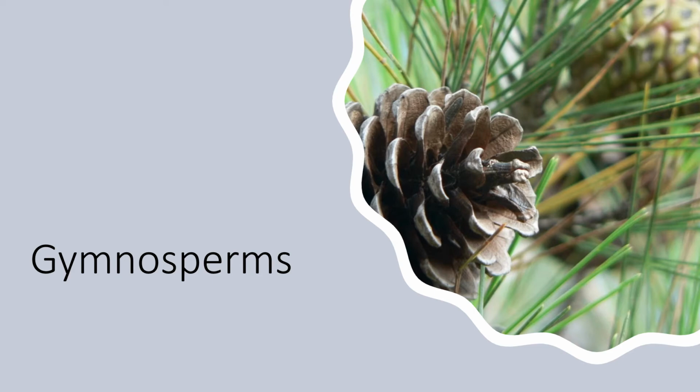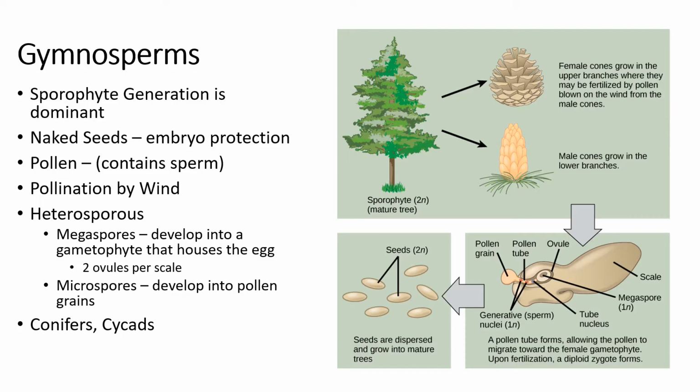Okay, this will be a short video where we focus on the third group of plants, which are the Gymnosperms. And this group, as you see here, includes conifers, or those cone-bearing trees, and also something called cycads. And what gymnosperm actually means is naked seeds, and that's essentially what a cone is.